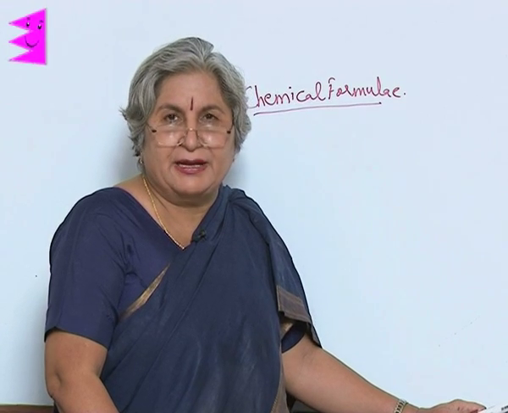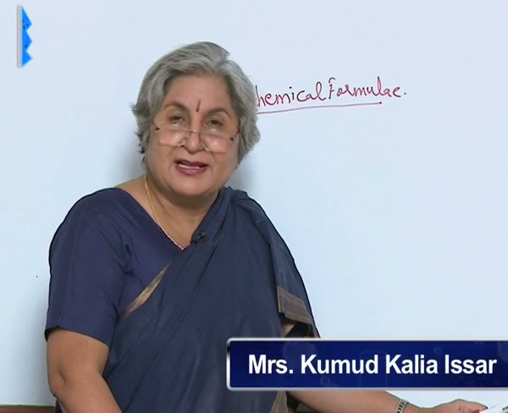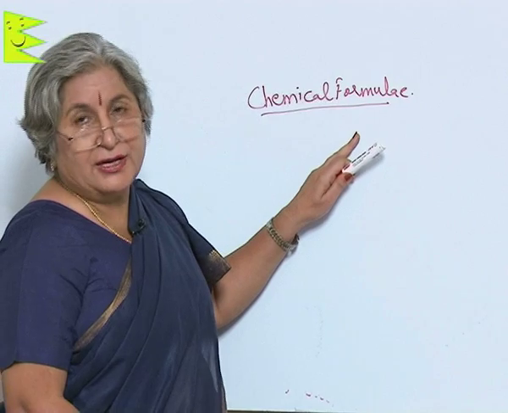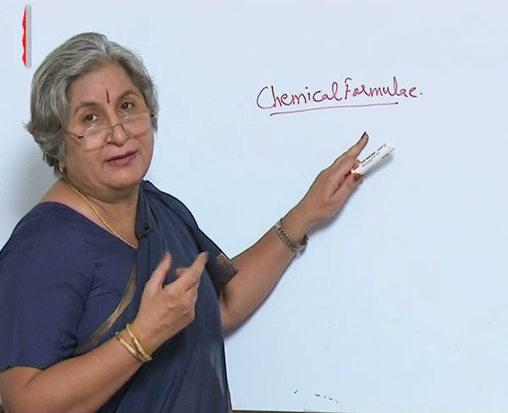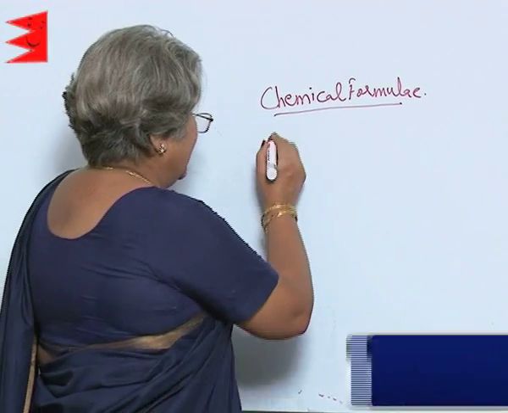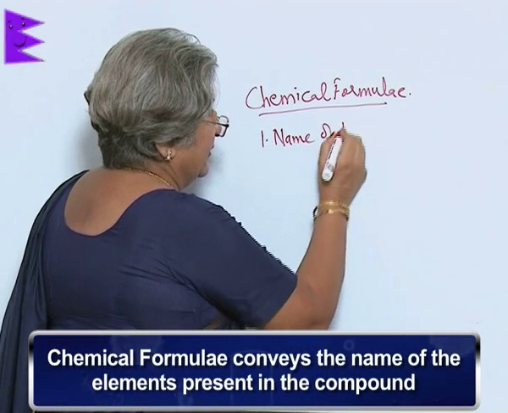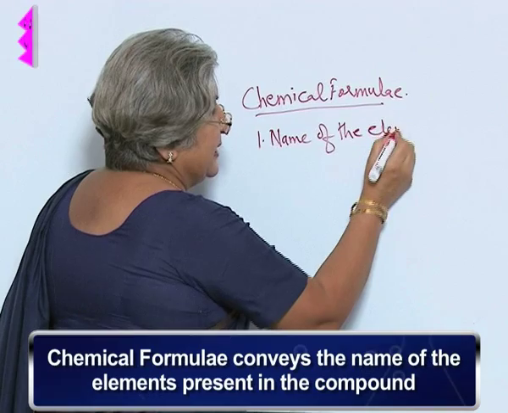Now, when we want to chemically represent an element, we use a symbol. But then what about compounds, the chemical compounds? That means for that also there has to be a method, and that is called chemical formulae. Now, what does a chemical formula convey? First of all, it conveys the name of the elements present in the compound.